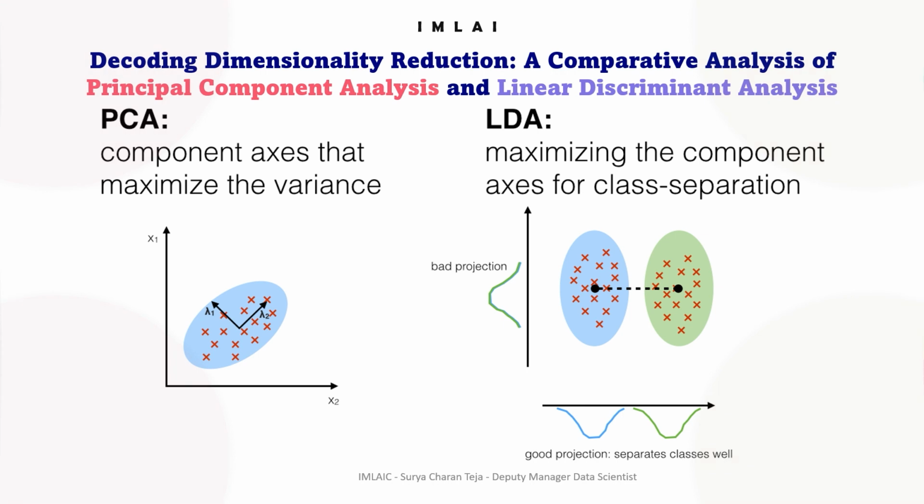PCA can be described as an unsupervised algorithm since it ignores the class labels and its goal is to find the directions, the so-called principal components, that maximize the variance in a data set. In contrast to PCA, LDA is supervised and computes the directions, linear discriminants, that will represent the axes that maximize the separation between multiple classes.